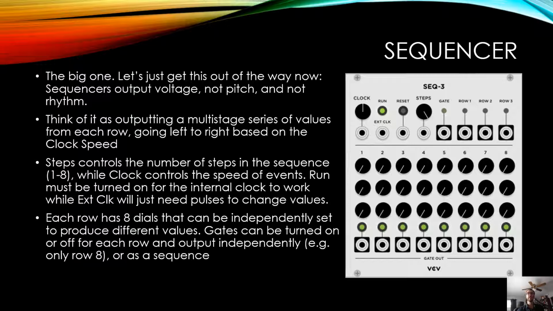You're outputting different gate values from the global gate output or from individual columns. So if you want something to only occur when column 4 fires, you would just plug it into the gate output of column 4. This is a really, really cool thing. We're going to take a lot of time to look at how to use this.